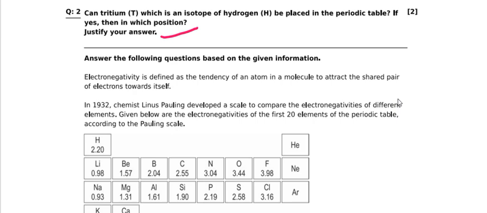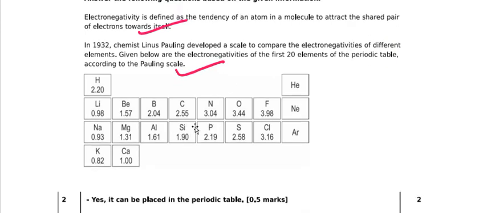Electronegativity is defined as the tendency of an atom in a molecule to attract the shared pair of electrons towards itself. In 1932, chemist Linus Pauling developed a scale to compare the electronegativities of the different elements. Given below are the electronegativities of the first 20 elements of the periodic table according to the Pauling scale: hydrogen, helium, lithium, beryllium, boron, carbon, nitrogen, oxygen, fluorine, neon, right?